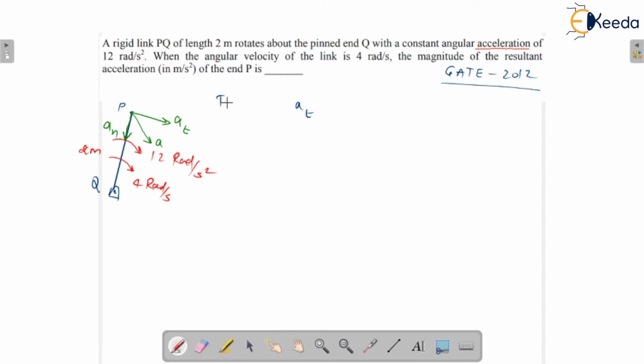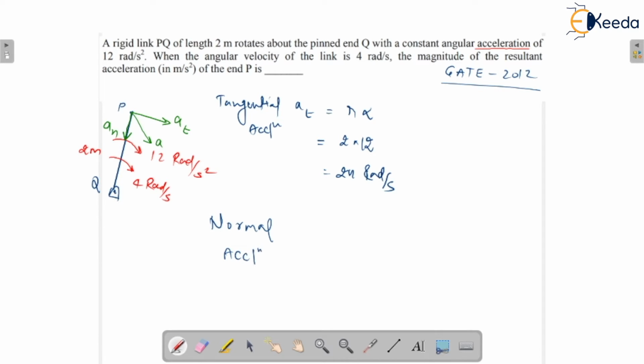What is the formula of tangential acceleration? Tangential acceleration a_t is equal to r into alpha. Radius is the length of this link, that is 2 meter, and alpha is 12. So you will get 24 radian per second square. If you draw the diagram accurately, then it is easy to solve the questions.